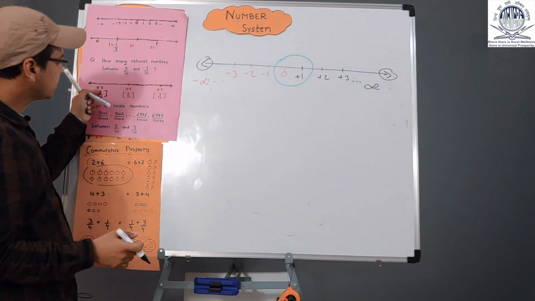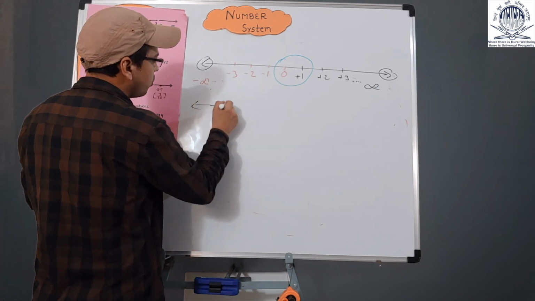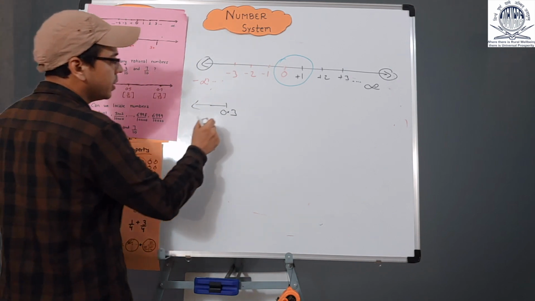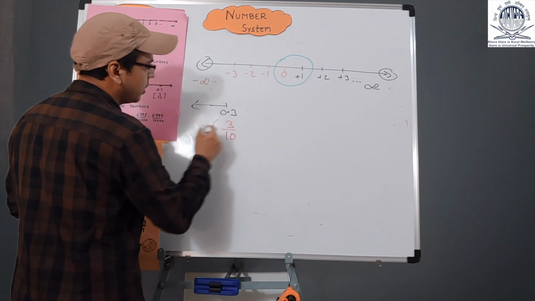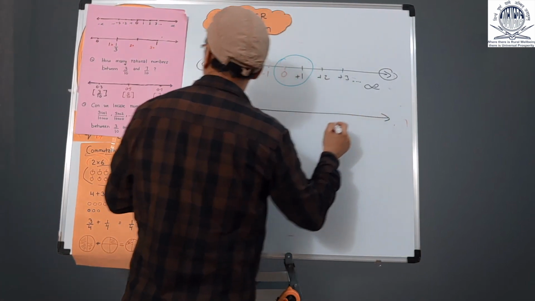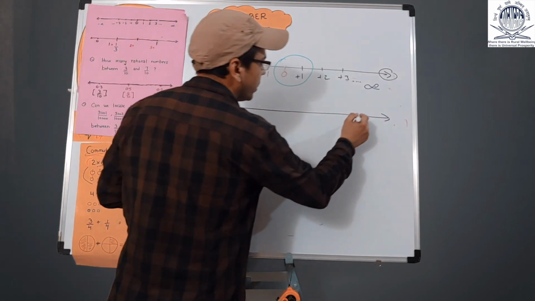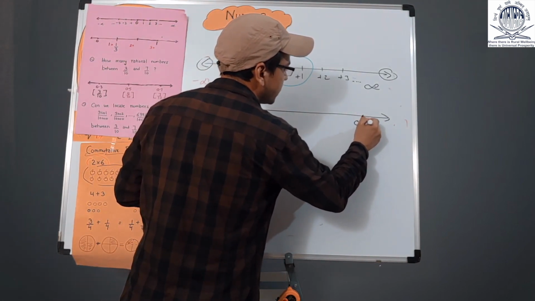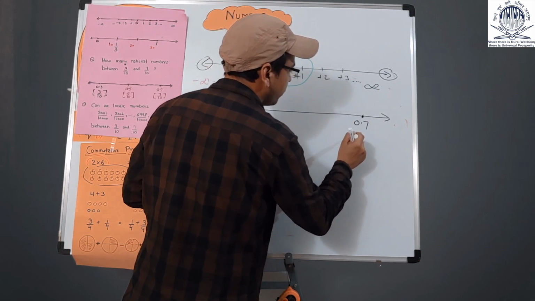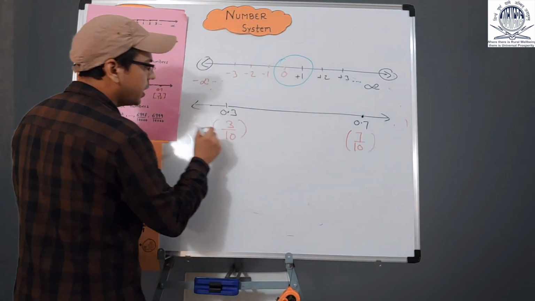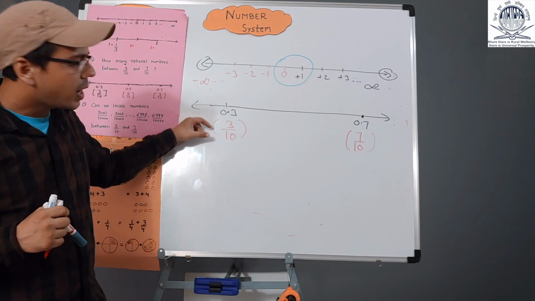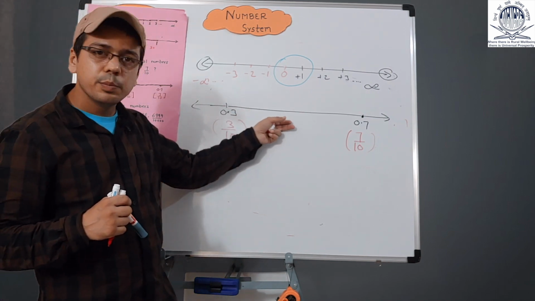If my first point is 0.3, what does 0.3 mean in fraction? We have already studied, it's 3 by 10. We'll extend it till here, and I want to take the next point as 0.7, and it's nothing but 7 by 10. So essentially we have 2 points, one 3 by 10 and one 7 by 10. And the question is, how many rational numbers can come between them?